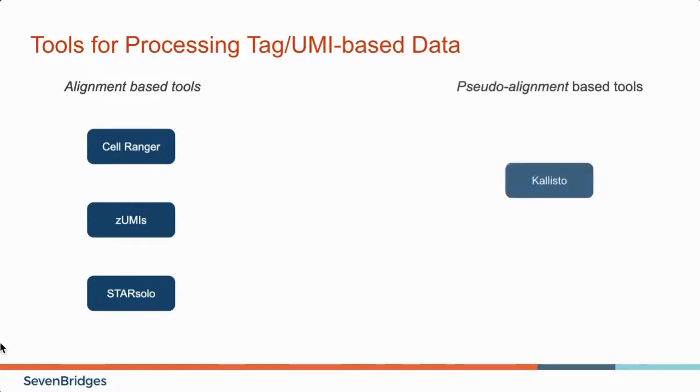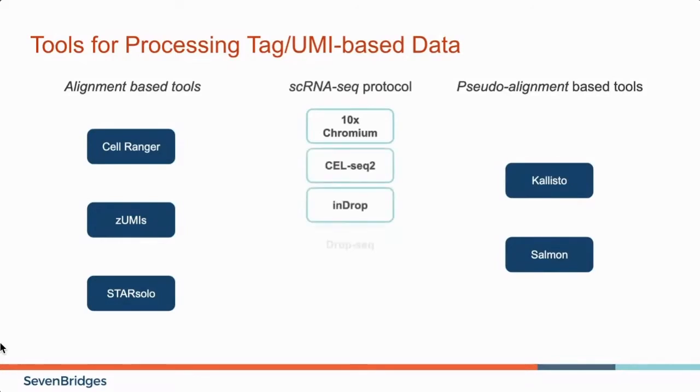On the other end, there are extensions of Callisto and Salmon, and these are the tools that use pseudo-alignment algorithms for single-step alignment and quantification that is optimized for single-cell data. In the middle are UMI-based single-cell protocols that are supported by each of these tools. Tools are connected to the protocols they support with lines.